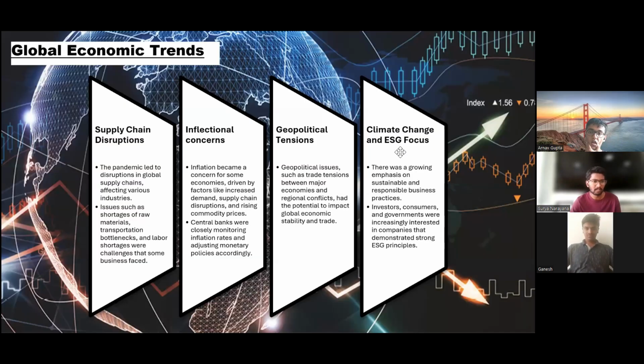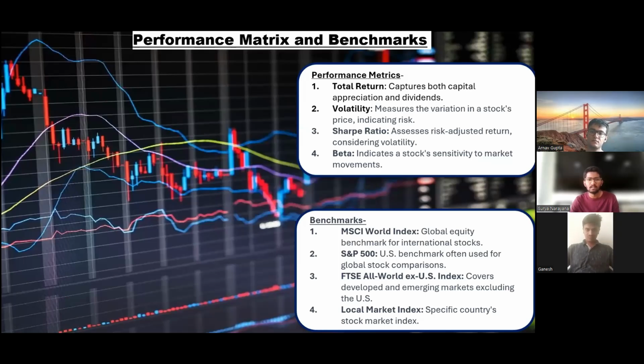These are some global economic trends: supply chain disruptions, inflation concerns, geopolitical tensions, and climate change and ESG focus. The performance metrics. The first one, total return, captures both capital appreciation and dividends. The second one is volatility, which measures the variation in stock price, indicating risk. The next is Sharpe ratio, assessing risk-adjusted return, considering volatility. The fourth one is beta, which indicates a stock's sensitivity to market movements.